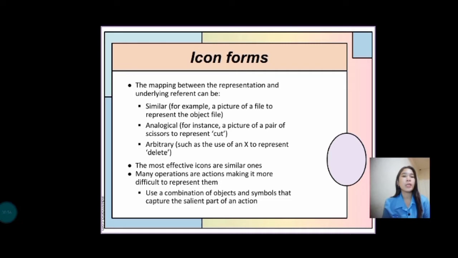Next is icon forms. The mapping between the representation and underlying referent can be similar, for example, a picture of a file to represent the object file. Analogical, for instance, a picture of a pair of scissors to represent cut. Arbitrary, such as the use of an X to represent delete. The most effective icons are similar ones. Many operations are actions, making them more difficult to represent. Use a combination of objects and symbols that capture the salient part of an action.